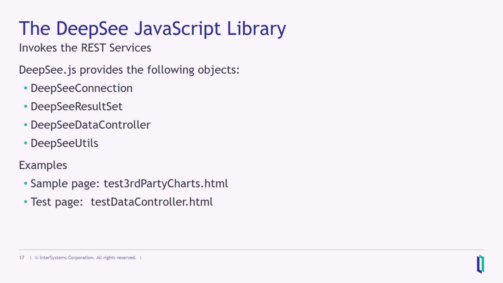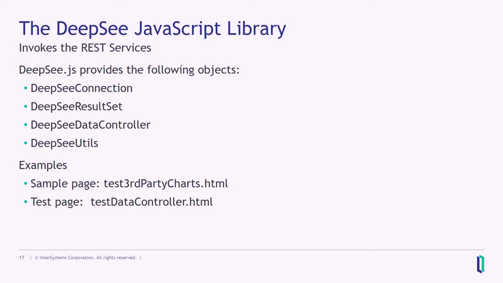So we have a DeepSea connection object, a DeepSea result set object. A result set allows you to fire MDX, amongst other things. There's also a layer of abstraction on top of that called the DeepSea data controller, for which there's a test page. And the DeepSea data controller allows you to do things like drill down and drill through with relative ease compared to doing all directly from the result set and having to handcraft your own MDX. There's also a utilities object as well. And there's a test page, an HTML page, which again is part of the out-of-the-box product that shows you some of the charts that they can build with this.